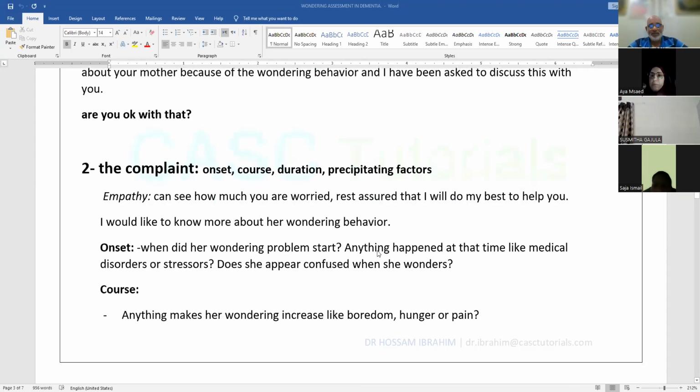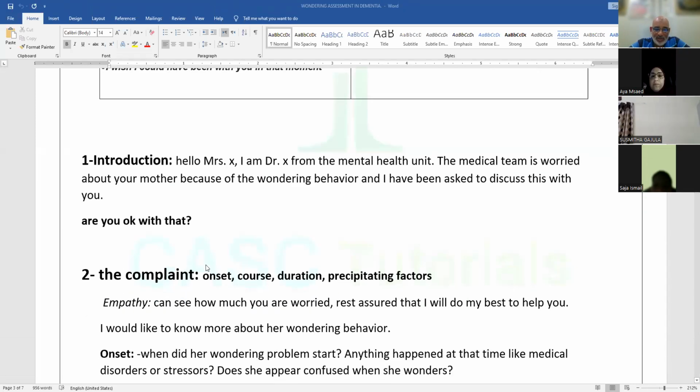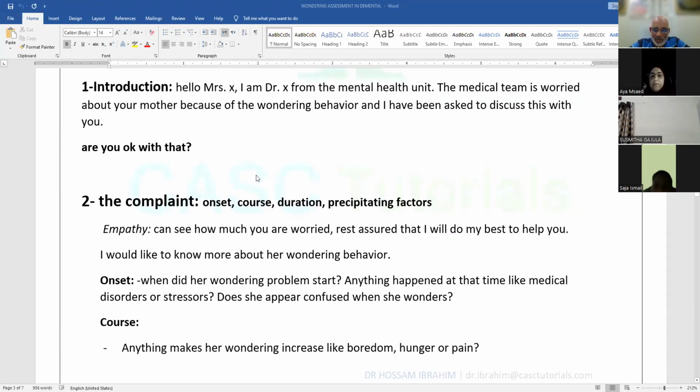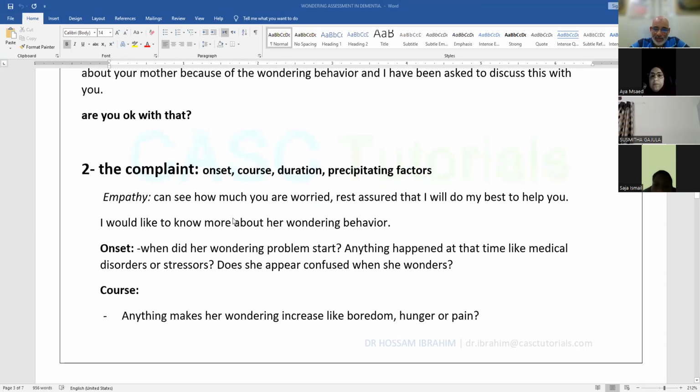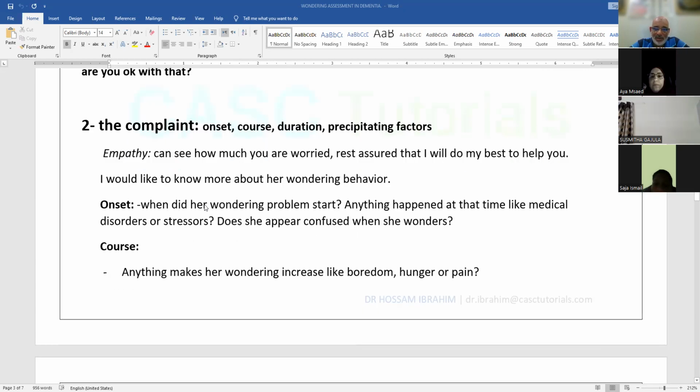So let's see how we can do this. You introduce yourself, and this is a very important part in any station, how to introduce yourself, and then talk about the complaint, which is the wandering, okay? And show empathy. I can see how much you're worried. Let's assure that I will do my best, etc. And then ask her about the onset.